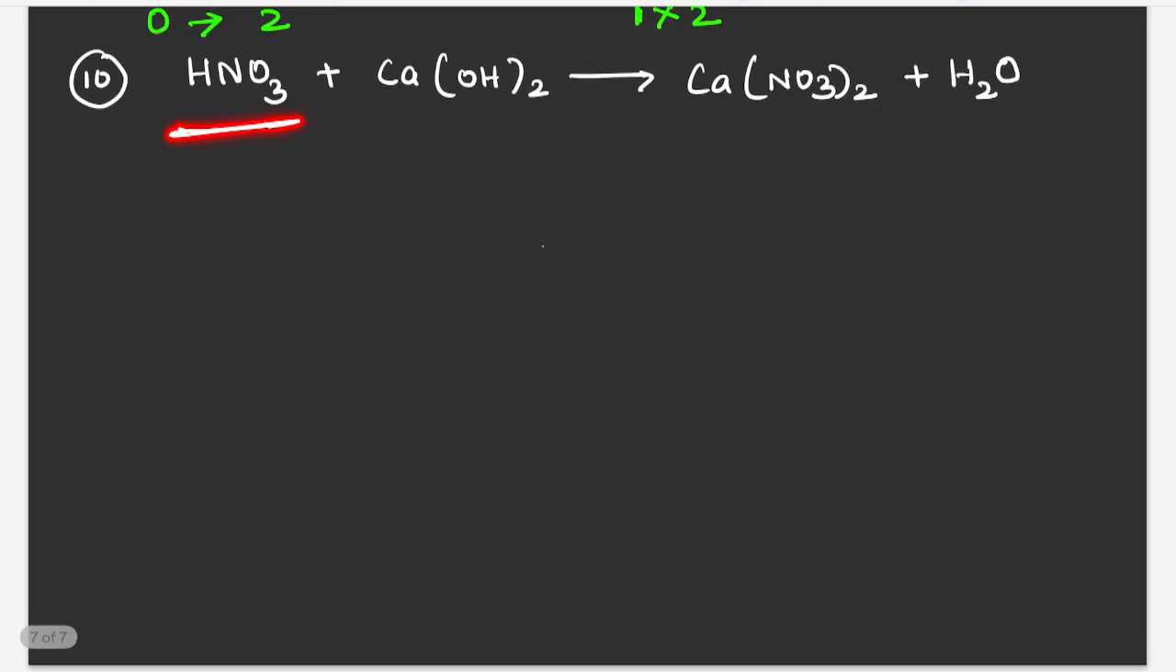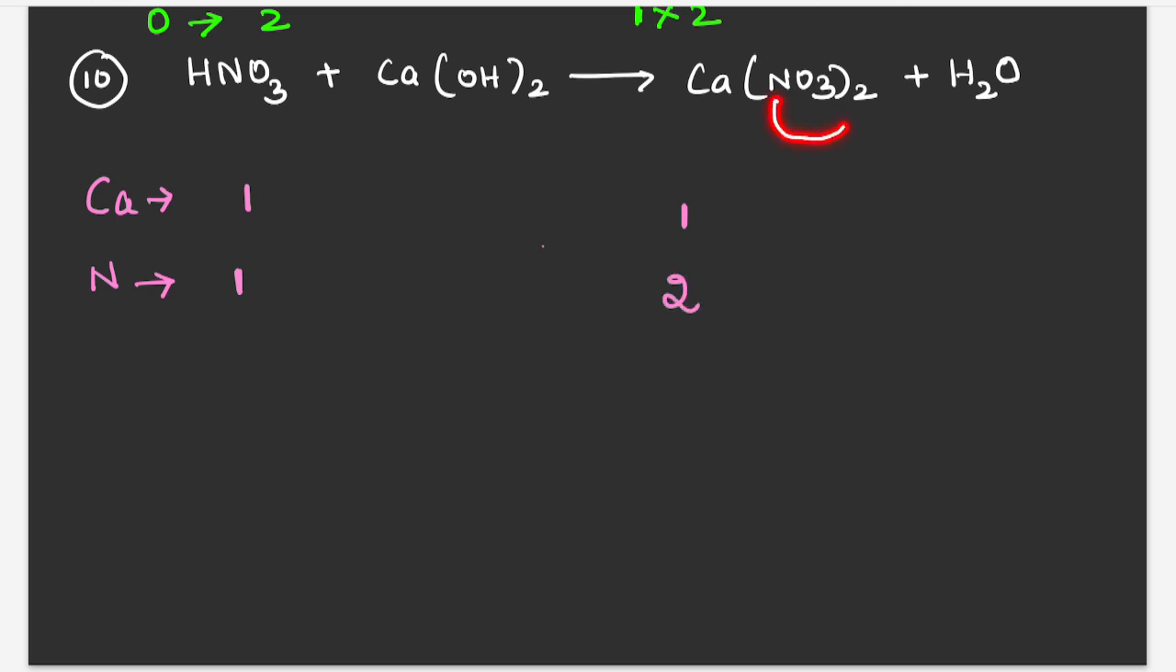Next, last example. HNO3 is nitric acid reacting with calcium hydroxide, forming calcium nitrate and then water. So let us balance this. First, which element do we have to balance? We have to balance metals. The metal present here is calcium. Calcium is present 1 on LHS side and 1 on RHS side. Next I have to balance nitrogen. Nitrogen is 1 on this side and it is 2 on the other side.